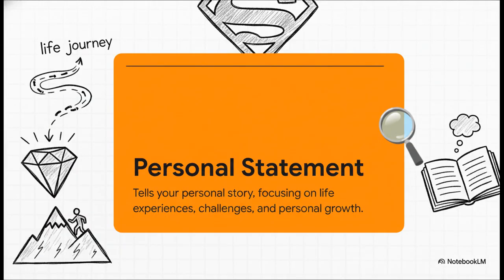Then there's the personal statement. And as the name implies, this is where things get, well, personal. It's way less about your academic transcript and so much more about your life transcript. You know, what experiences, what challenges have shaped you into the person you are today. This is your superhero origin story.